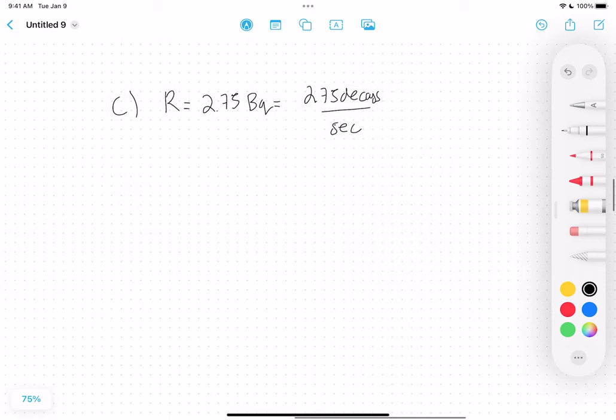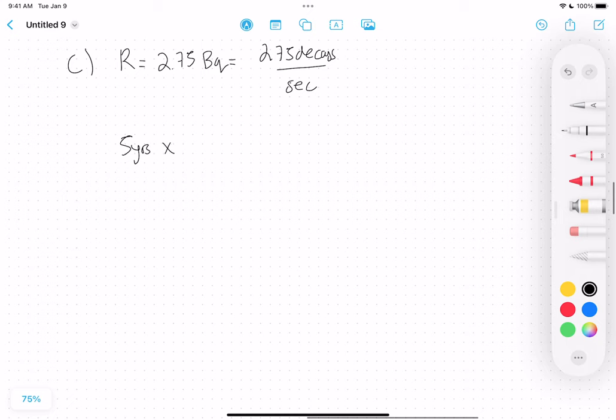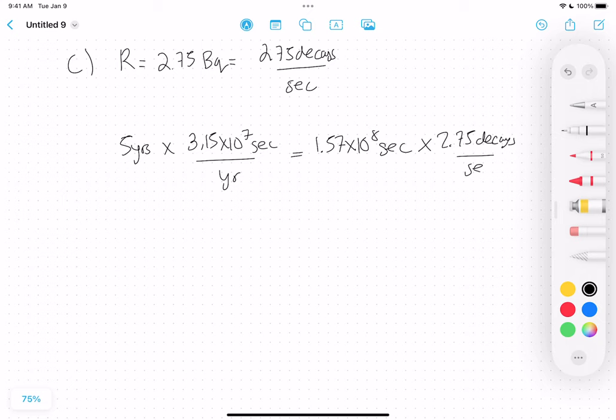So we have 2.75 decays per second, and we have 5 years. Remember, this is probably really important to know: in 1 year, you have 3.15 times 10 to the 7 seconds. If you do this, that should give you the number of seconds. Let me double check that here. Yeah, I think they also have it in the key as 1.57 times 10 to the 8th seconds, roughly. And we can just multiply that by 2.75 decays per second. That'll give us the number of decays, which is around 4.3 times 10 to the 8th. And then we multiply by the energy per decay: 5.2 mega electron volts per decay, times 4.3 times 10 to the 8th.